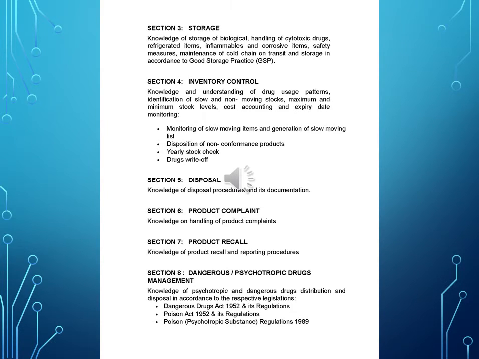Section 8. Dangerous and psychotropic drugs management. Knowledge of psychotropic and dangerous drugs distribution and disposal in accordance to the respective legislations. Dangerous Drugs Act 1952 and its regulations. Poisons Act 1952 and its regulations. Poisons (Psychotropic Substances) Regulations 1989.